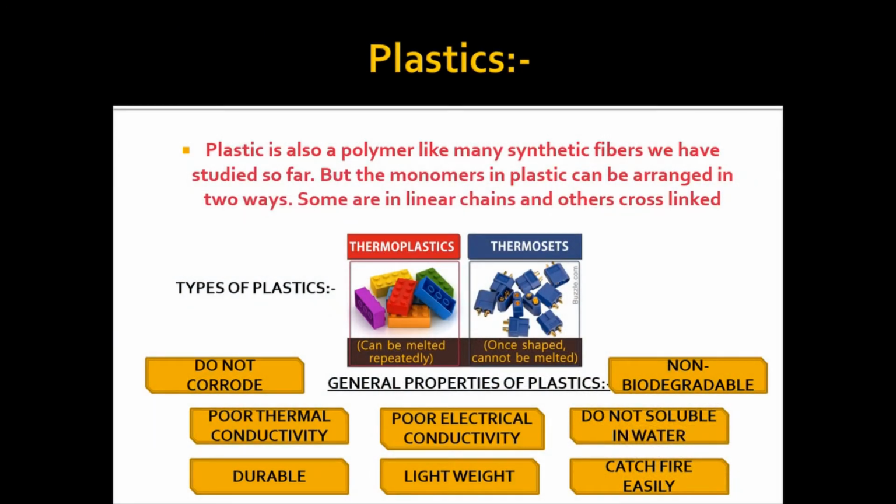Now let us see what are plastics. Plastic is also a polymer like many synthetic fibers we have studied so far, but the monomers in plastic can be arranged in two ways. Some are in linear chains and others are cross-linked.